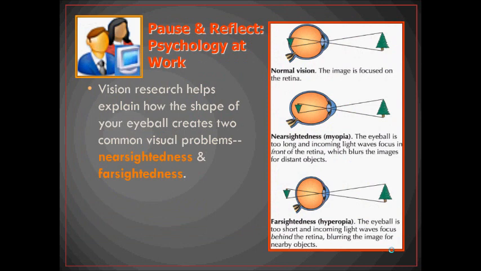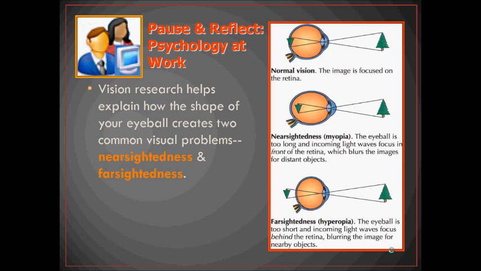So vision research essentially helps us to explain how the shape of your eyeball creates two common visual problems: nearsightedness and farsightedness. Now, with normal vision, the image is focused on the retina. It lands exactly where it's supposed to land. However, with nearsightedness, the eyeball is too long, and incoming light waves focus in front of the retina, which blurs the images for distant objects. So as you can see, the tree doesn't land exactly where it should on the retina, so that by the time it does reach the retina, there's this blurriness, and it's a bit of a distorted picture.